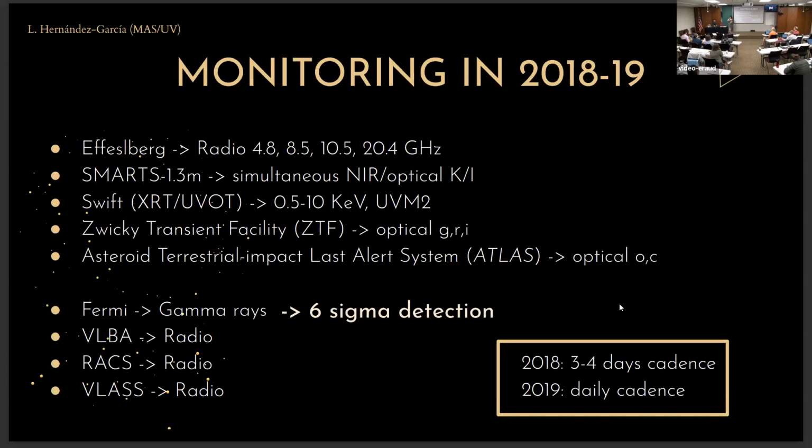And then we also used data from Fermi. So in the work that we published in 2017, the source was not detected with Fermi, and now there is a 6 sigma detection. And we also complemented this study with data from the BLVA from 2018 and RAX and GLASS.